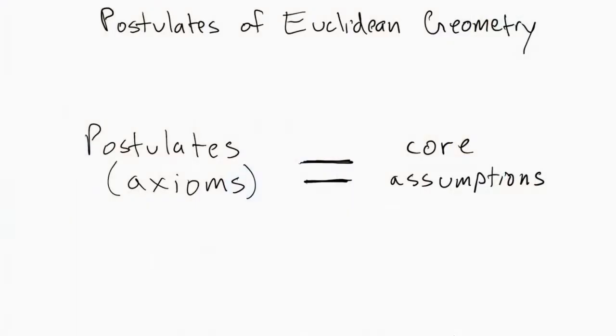In Elements, Euclid constructs the geometry that we all know from a series of basic principles. You can't prove something from nothing, so every logical or mathematical system needs some core assumptions. These are called postulates, or axioms. Euclid defined a series of postulates for geometry.